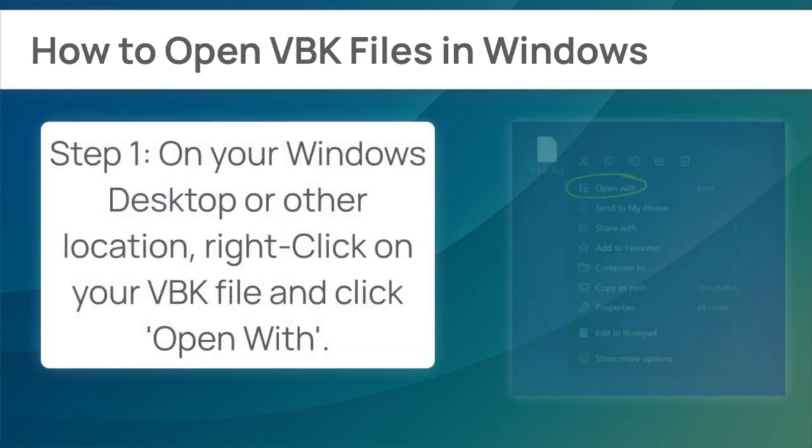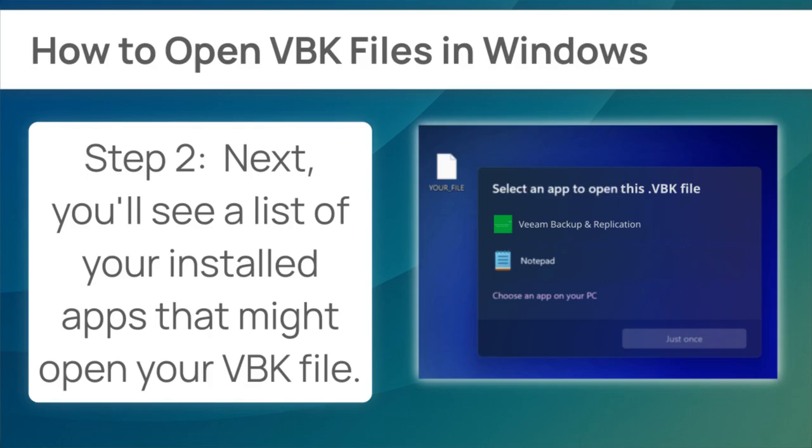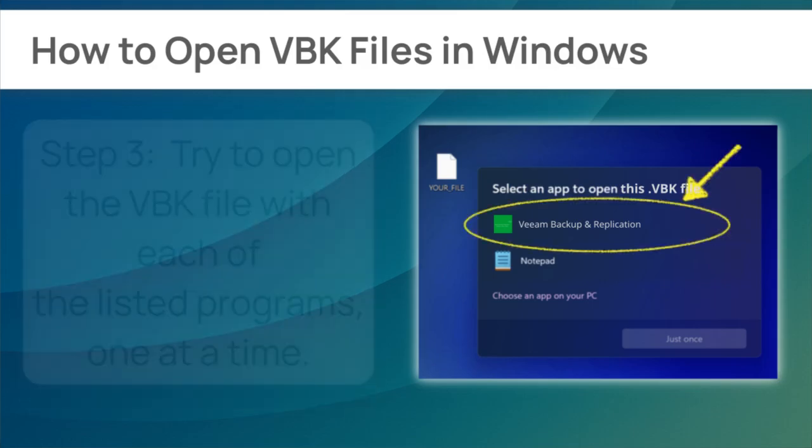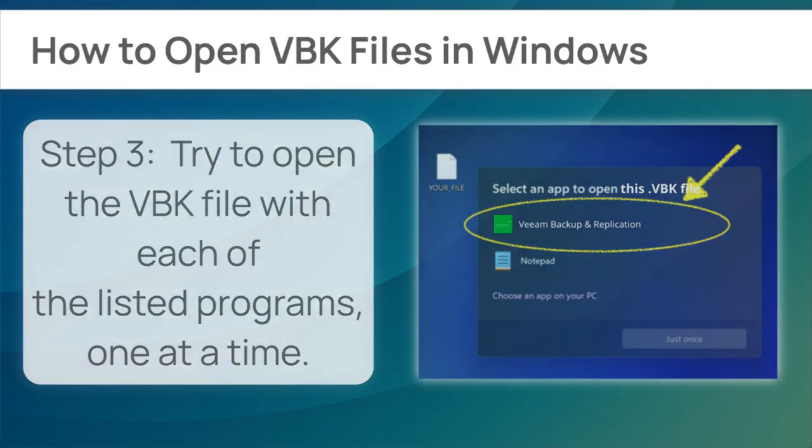The quickest way to solve the failure is to test all compatible openers. Right-click the VBK file and hit Open With. Use Veeam Backup and Replication if installed. If not, choose another program. We must confirm the software handler.